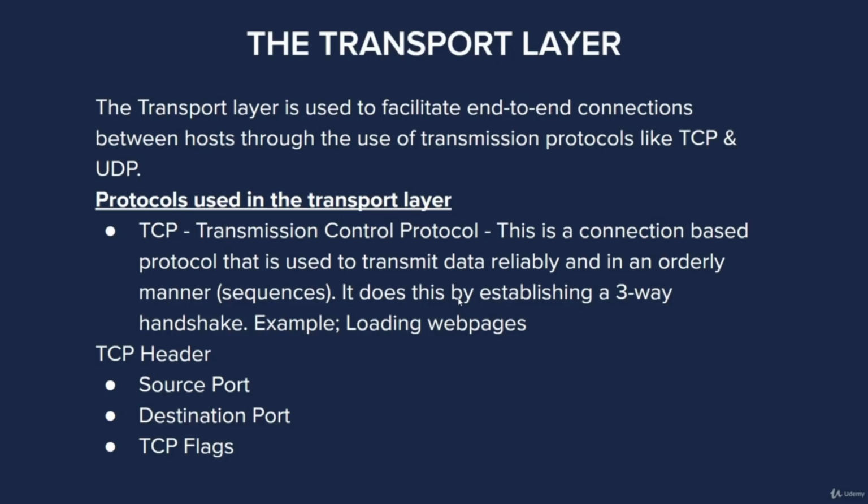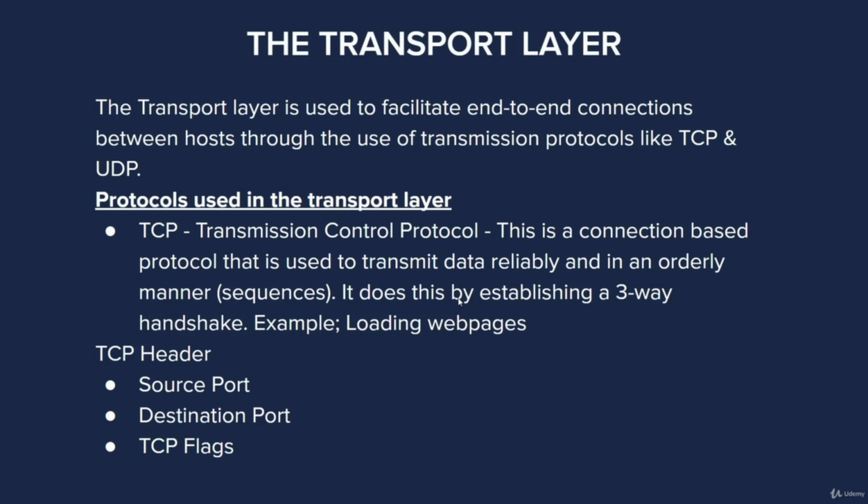So just going back to the OSI model, let me explain what the transport layer is and what it's responsible for. The transport layer is used to facilitate end-to-end connections between hosts through the use of transmission protocols like TCP and UDP. Now, TCP and UDP are vastly different in how they actually transfer data. So let's talk about TCP and UDP.